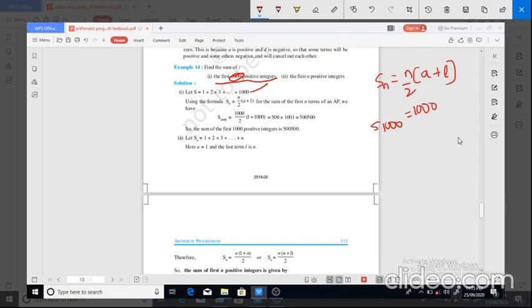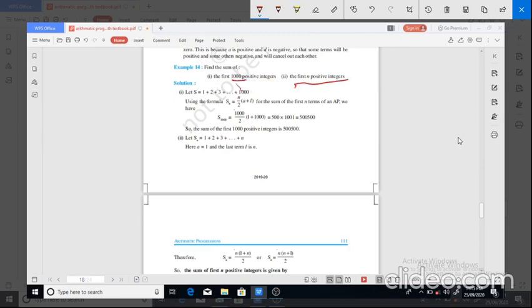100 divided by 2. What is the first value here? The a value is 1, so put 1. What is the l value? 100. So 100 plus 1 is 101. 101 into 100 divided by 2 becomes 50 into 101. So multiplying these two, we get the value. Okay, is it clear? So next question, find the sum of the first n positive integers.